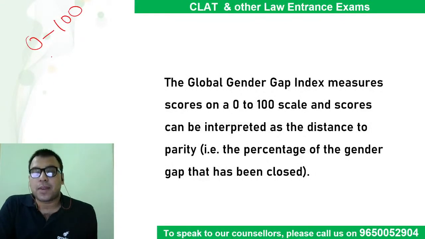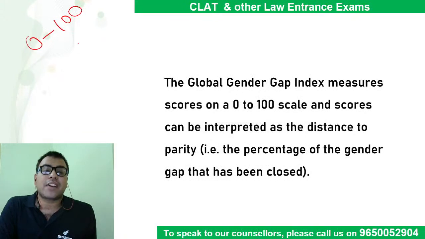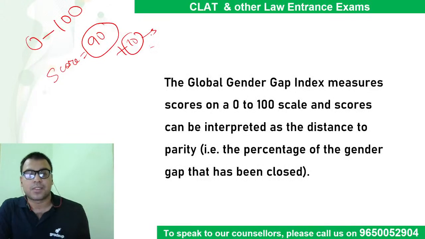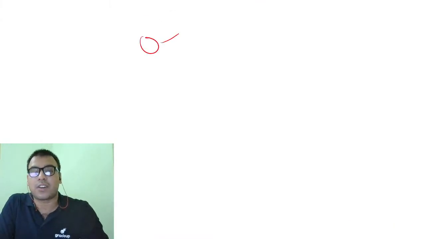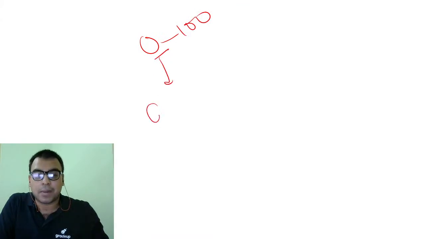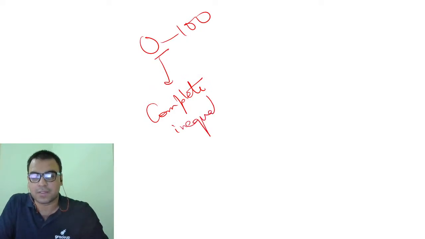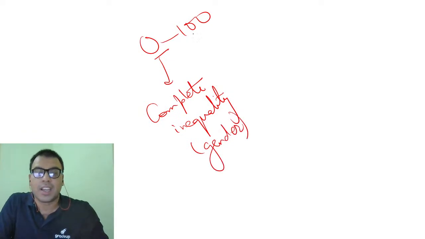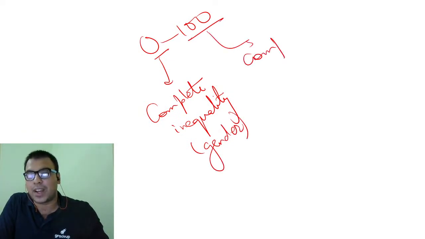So the Global Gender Gap Index measures a score on a 0 to 100 scale. What do we mean by that? Let's say, for example, there's a score from 0 to 100, and if a country has got a score of 90, it means it needs 10 more to achieve complete gender parity. So 0 means complete inequality as far as gender is concerned. We are talking about gender-based inequality, and here 100 means complete equality.